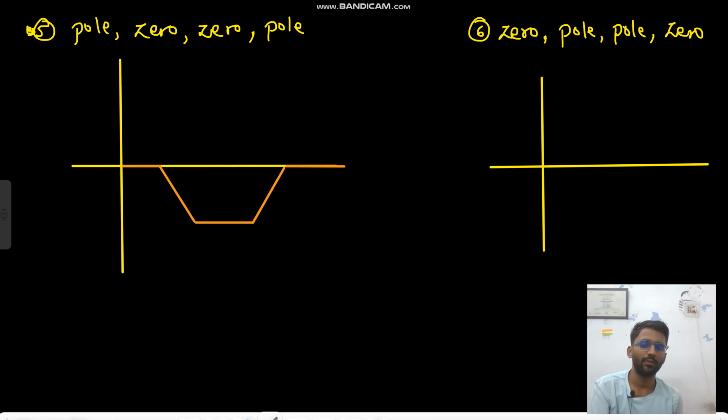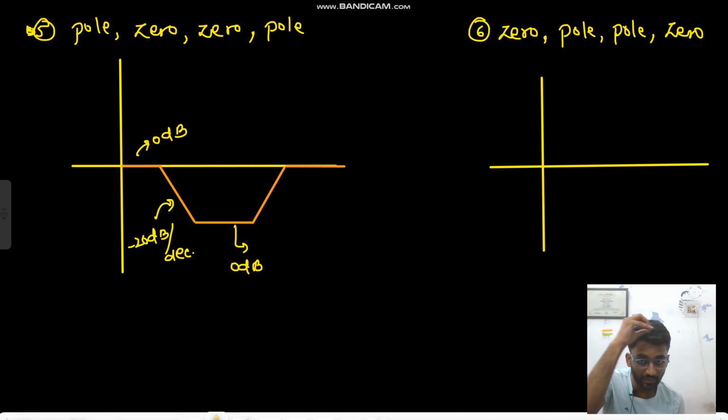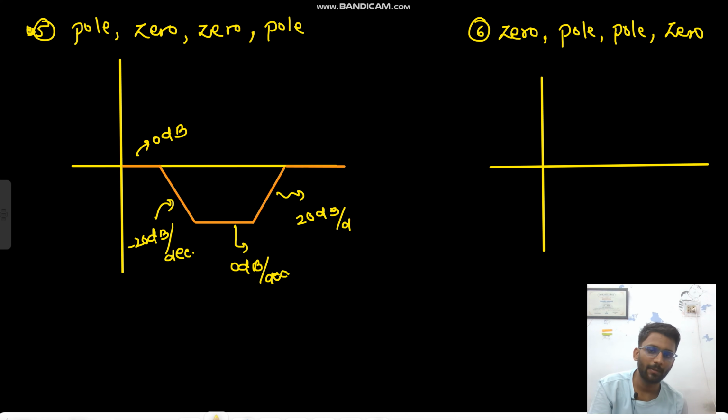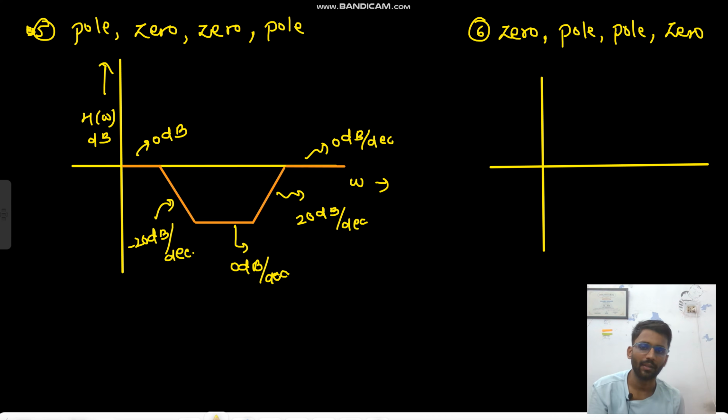So we are coming to 0: this is 0 dB, this is minus 20 dB per decade, this is 0 dB per decade, this is plus 20 dB per decade, and this is 0 dB per decade. This is omega, this is H of omega in dB. So here first we had a pole, then a 0, then a 0. So it can go in this manner.